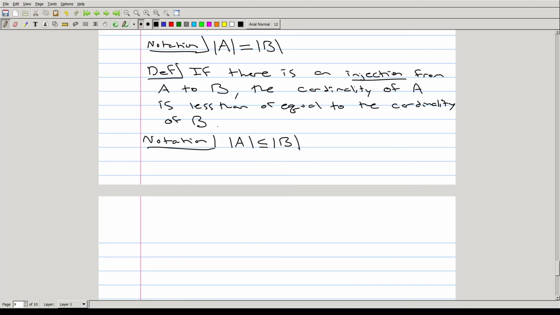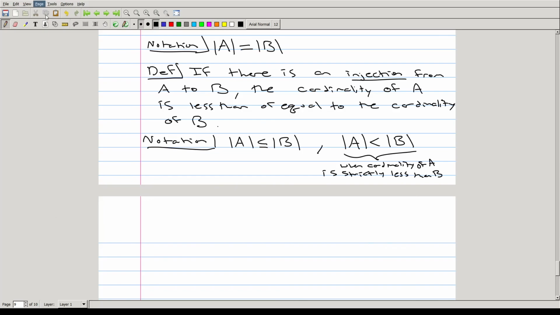Moreover, when the cardinality of A is less than or equal to the cardinality of B, and A and B have different cardinality, we say that the cardinality of A is strictly less than the cardinality of B. And we denote this as cardinality of A is strictly less than the cardinality of B. And these ideas hold not just for finite sets, but also for infinite sets as well, which is really important.